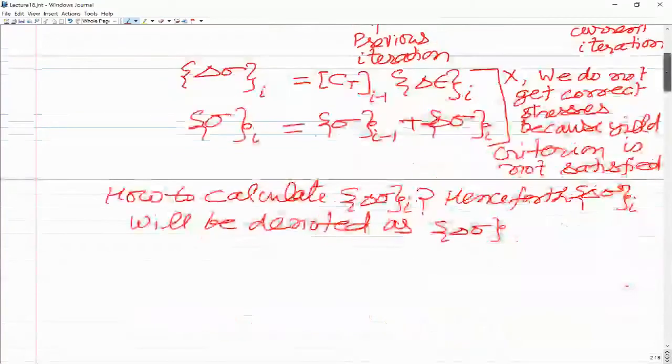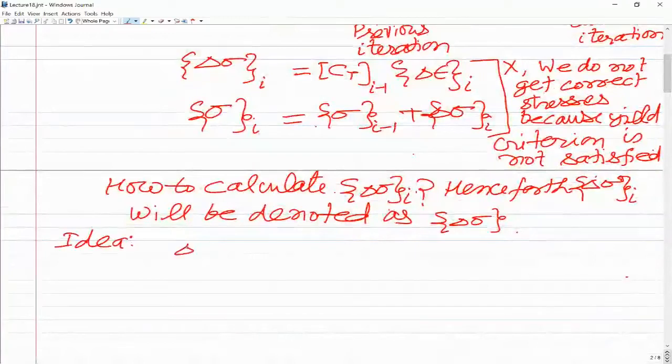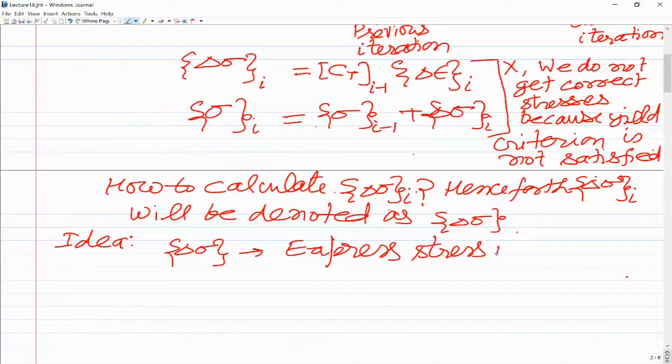So now how do we do? The one idea is that we can now express this delta sigma, that is, express stress increments. These are incremental stresses. Express stress increments in terms of incremental equivalent plastic strain.